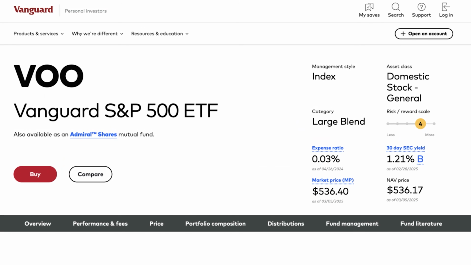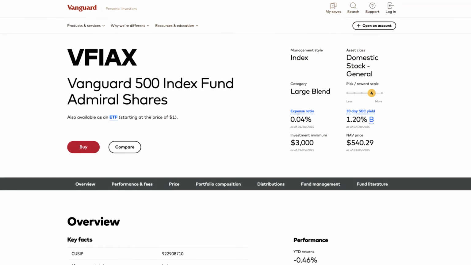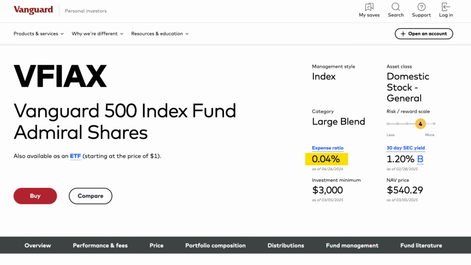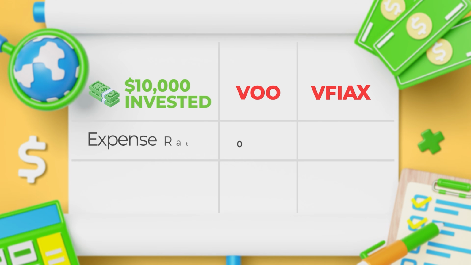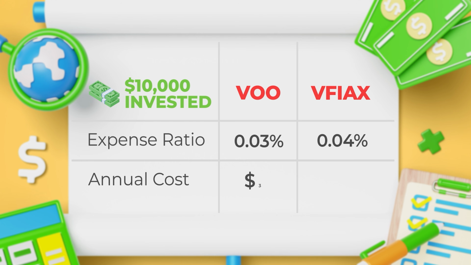And for the expense ratio, which is how much it's going to cost you to own the fund per year, also know that this cost is automatically going to be taken out of your investment over time; it's not something that you have to pay separately. For VOO, the cost is 0.03%, and for VFIAX, that is 0.04%. All that means is that if you had $10,000 invested in either of these funds, after a full year, it would cost you either $3 or $4, which is literally nothing.